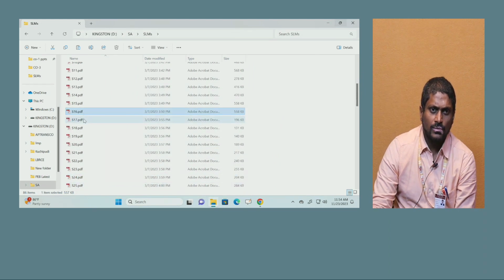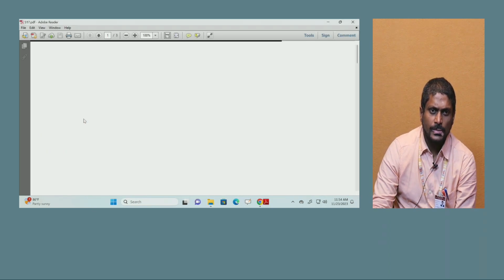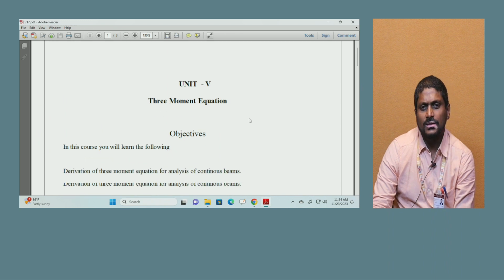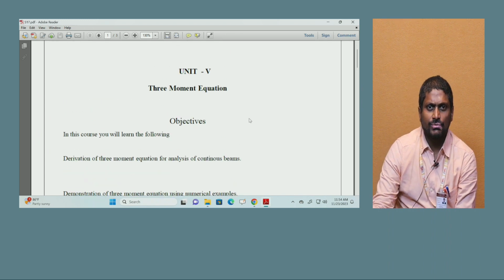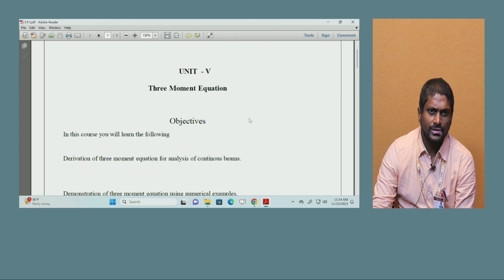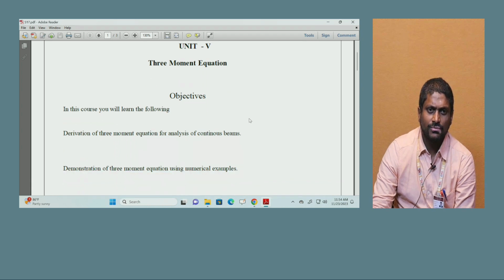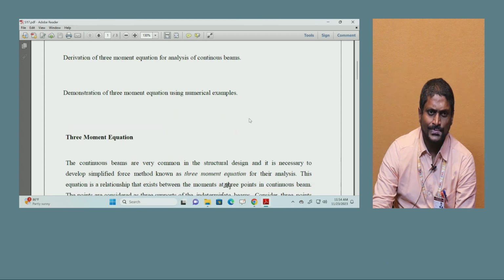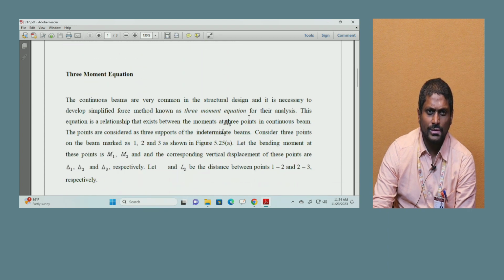So now let us move on to another document. What I told you, the three moment equation, can be seen in an elaborated way here. The derivation of the three moment equation for analysis of continuous beams can be seen here. Three moment equation means what? Continuous beams are very common in structural design, and it is necessary to develop a simplified force method known as the three moment equation for their analysis.